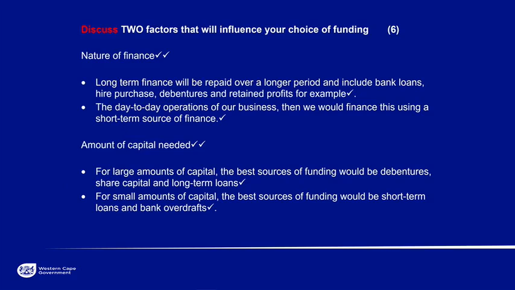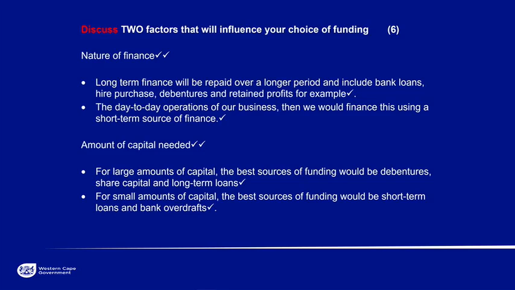When the question says discuss 2 factors that will influence your choice of funding. Okay? So you look at the mark allocation here, it is 6 marks. So you are asked to speak about 2 factors in this question. So each factor is going to be worth 3 marks. Now if you look at the way the mark allocation is done, it's going to be 2 marks for naming the factor and 1 mark for explaining the factor.